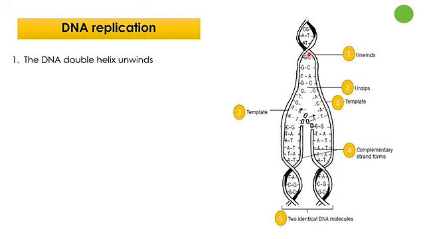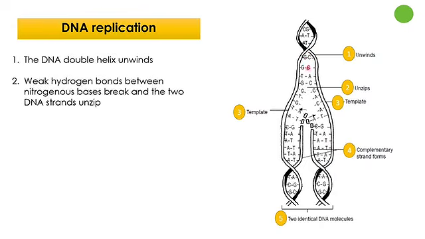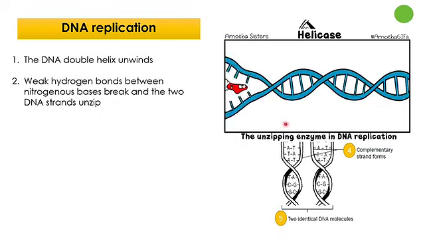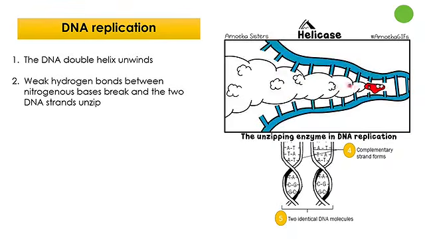So literally, instead of it being a twisted ladder, it now takes on a more ladder-like appearance. Step 2 will be for those weak hydrogen bonds that keep the 2 halves together to break, and it almost looks like a zip that is opening up. So we have a zipper, which is represented by an enzyme, and that enzyme is running down all these nitrogenous bases, breaking those weak hydrogen bonds in between them.